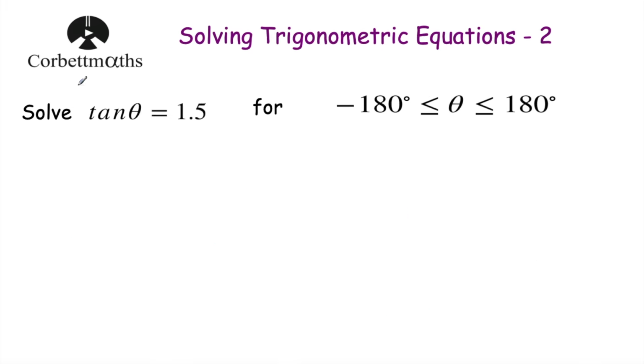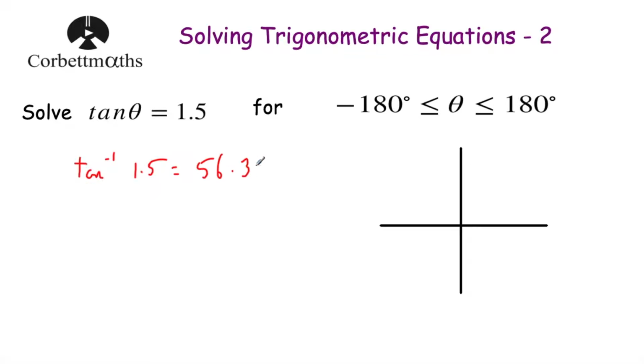Okay, so this time we've got another question. It says solve tan theta equals 1.5 for theta bigger than or equal to negative 180 degrees, but less than or equal to 180 degrees. Okay, so let's do our CAST diagram. Actually, before we do that, we need to find the size of the acute angles that we want to draw on the diagram. So we're going to do the inverse tan of 1.5, and when we do shift tan of 1.5, we get 56.31 degrees.